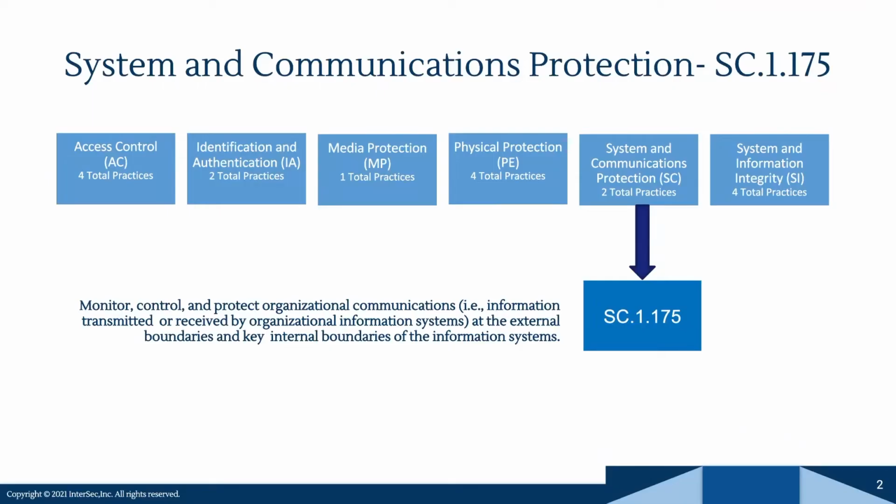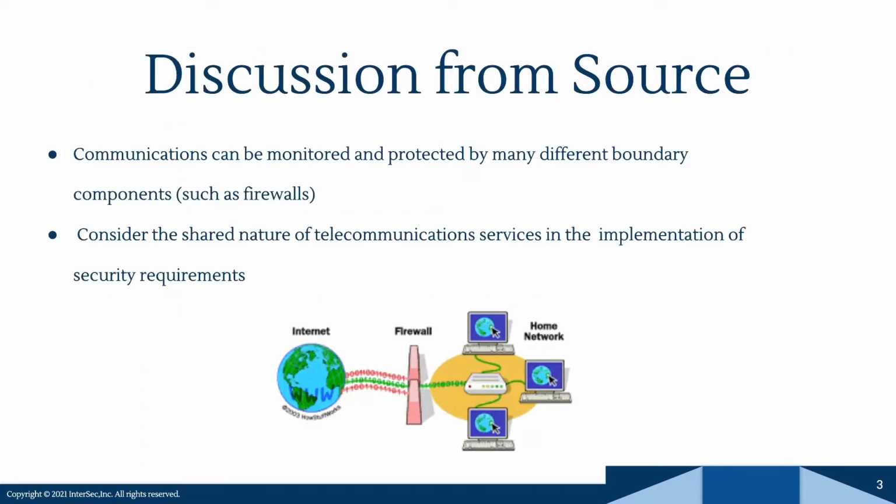Today, we will be moving our discussion into a new domain, System and Communications Protection. The CMMC standard defines one capability for system and communication protection, which is to control communications at system boundaries. The System and Communications domain for Level 1 has two practices. The first practice, SC.1.175, is about monitoring, controlling, and protecting organizational communications at the external boundaries and key internal boundaries of the information system.